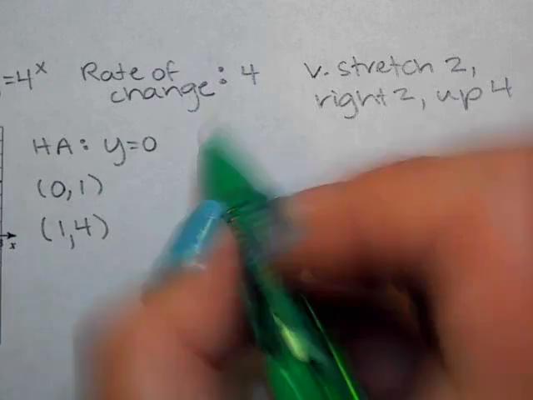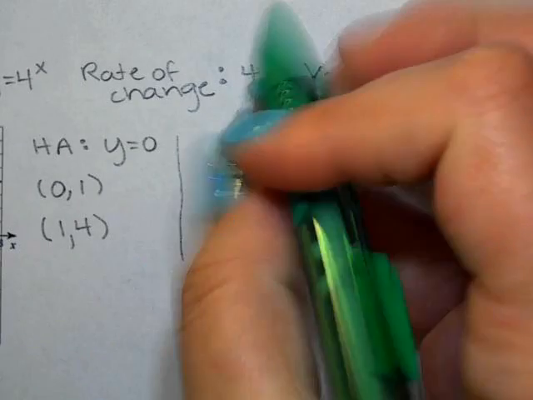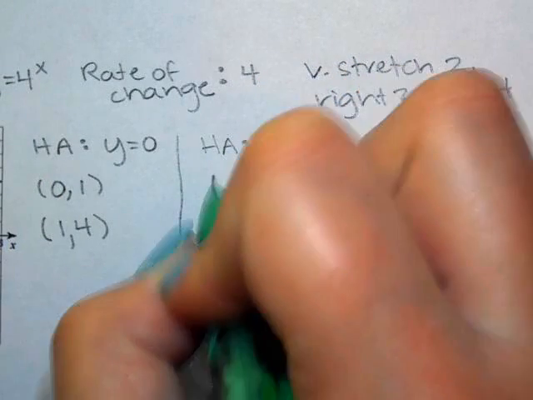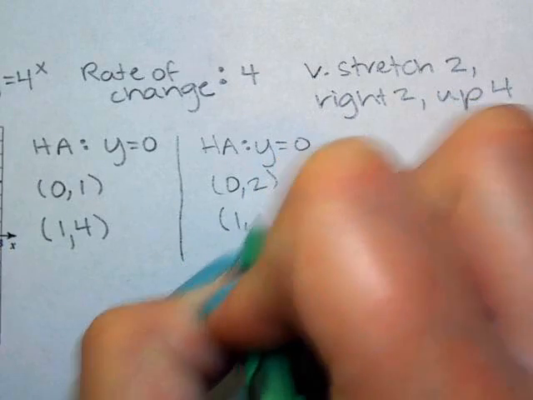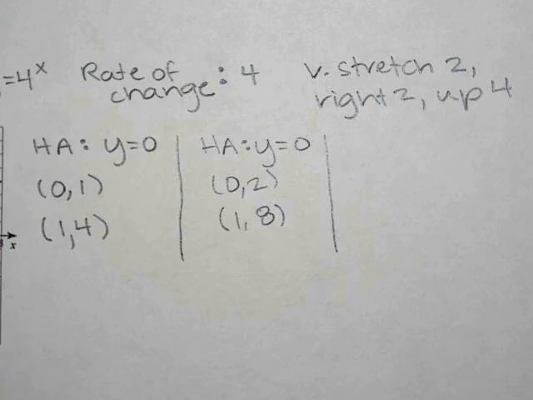So vertical stretch of 2, does that impact the x or the y? Vertical stretch. Vertical. The y, it impacts the y. So we're going to take the y coordinate, and what are we going to do with it? Multiply it by 2. Okay. And then we've got right 2 and up 4.